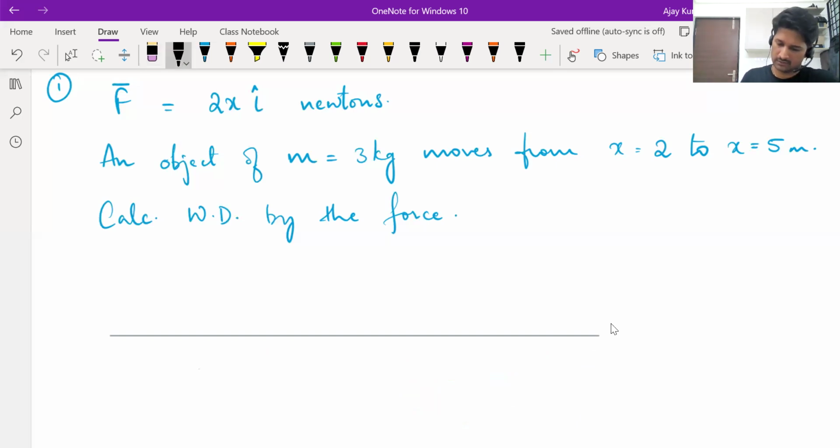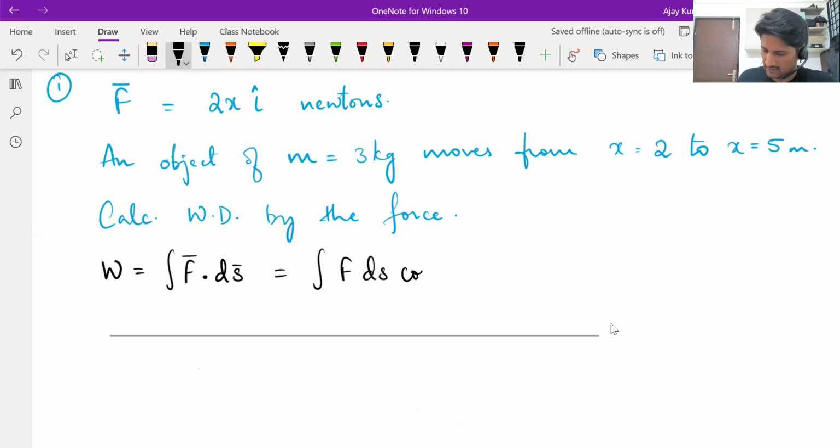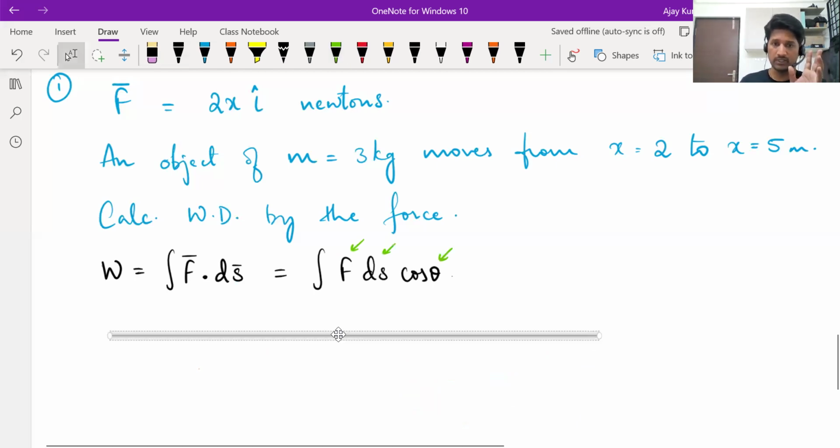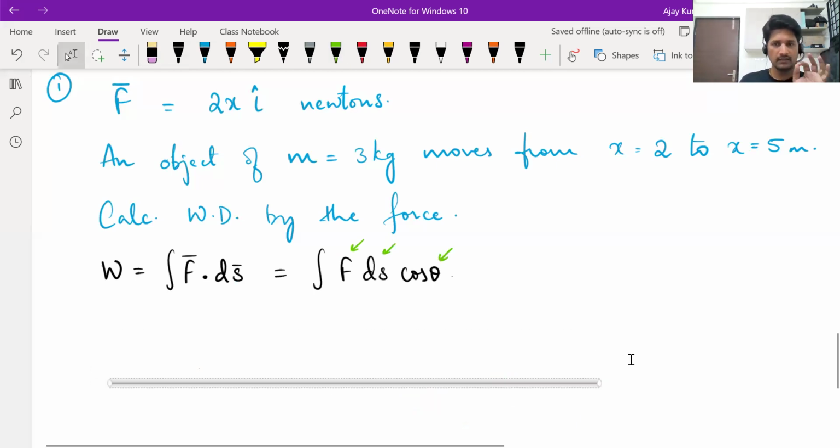Okay, so I'll write the formula here. What you need to do is integral F dot ds, that is, integral F ds cos theta. Now see, there are three terms that you need to consider to calculate work. One is the force, one is the displacement, and the other is the angle between force and displacement. So you should visualize what exactly is happening. Let us do that first.